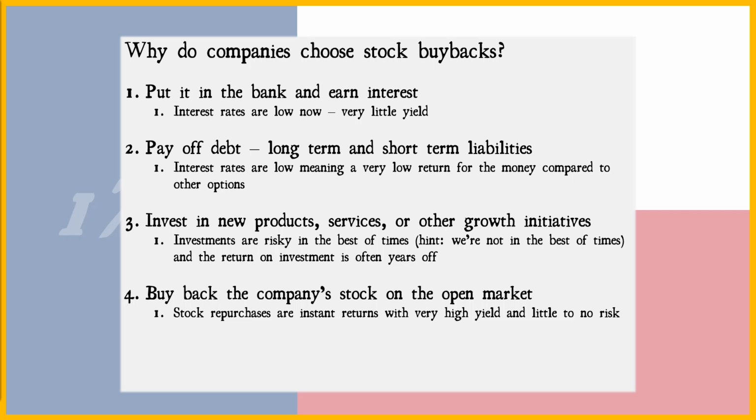So there's very little risk, and it's also very high yield, certainly compared to options number 1 and 2. So you're going to get a much better yield than putting it in the bank. You're going to get a much better yield than paying off debt with it, and you don't have any of the risk that you'd have if you wanted to invest it. Therefore, companies make a pretty simple choice. Go with option 4. So why is it a problem?